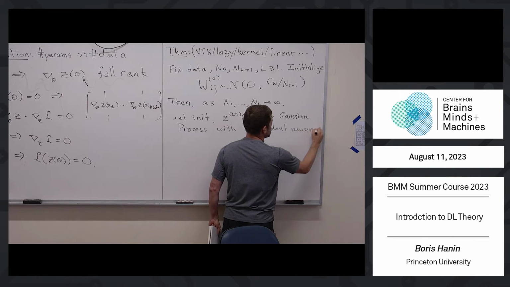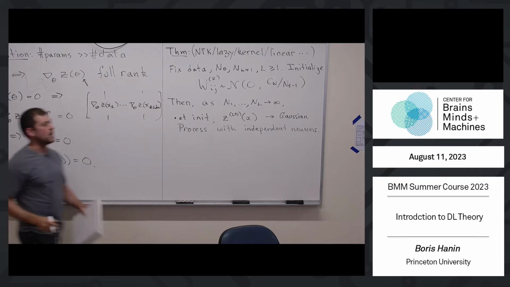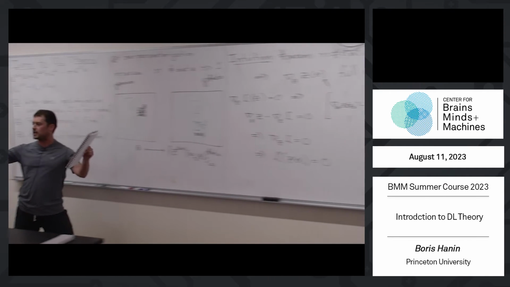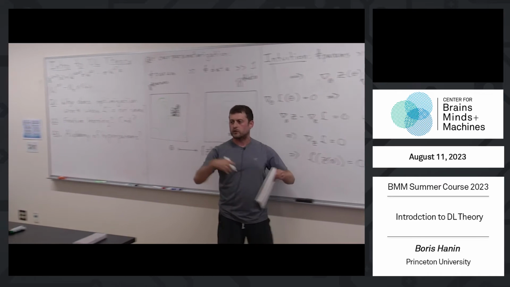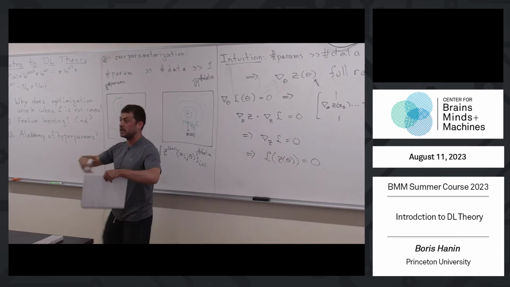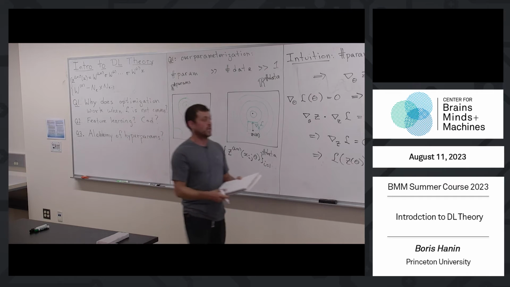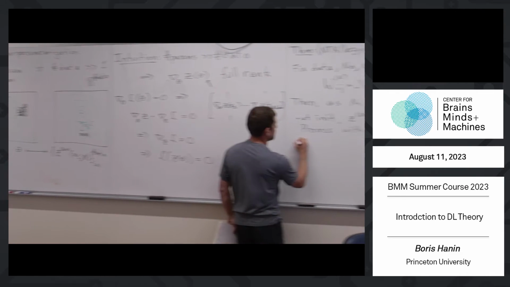OK, so there's no correlations among neurons anywhere in your network. If you take any finite number of neurons, let's say the outputs of the network, they're just completely independent at the start of training. There's no propensity to actually compute any interesting correlated signal. OK, but not only that.